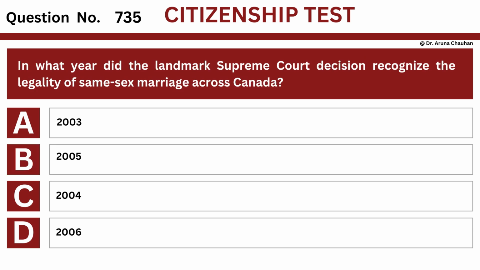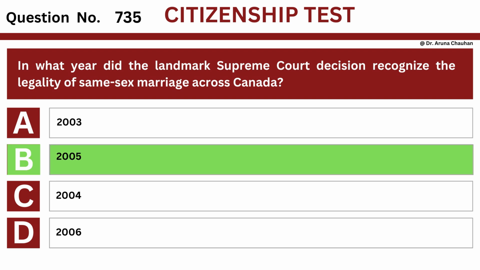Question number 735. Question: In what year did the landmark Supreme Court decision recognize the legality of same-sex marriage across Canada? Option A: 2003. Option B: 2005. Option C: 2004. Option D: 2006. The answer is option B: 2005.